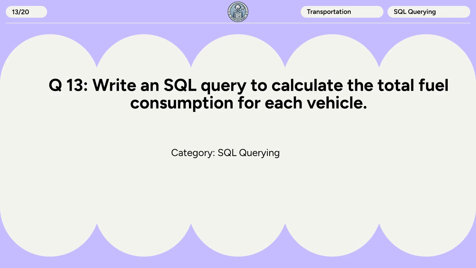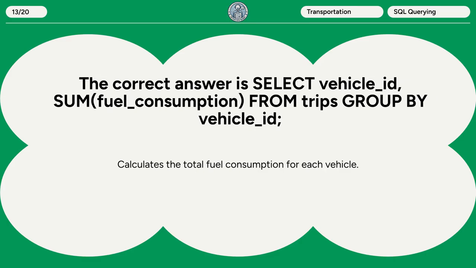Question 13. Write an SQL query to calculate the total fuel consumption for each vehicle. The correct answer is: SELECT vehicle_id, SUM(fuel_consumption) FROM trips GROUP BY vehicle_id. Calculates the total fuel consumption for each vehicle.